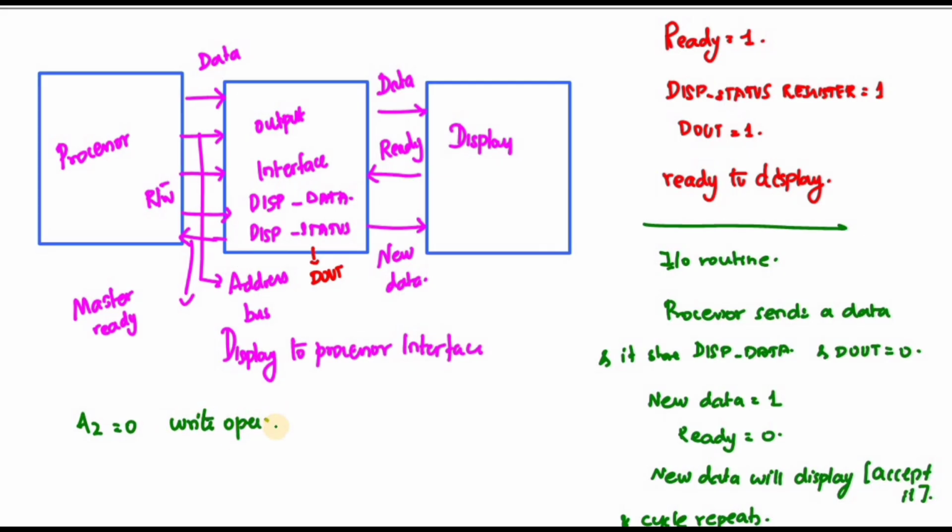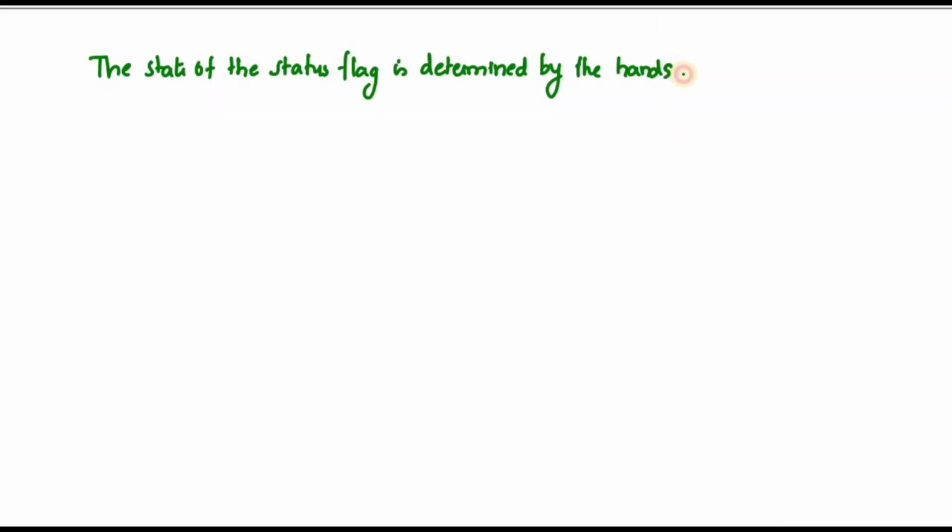So here the A2 equal to 0 means it will perform the write operation. The A2 pin goes to 0, so the display will display the data. That is, the processor will write the data into the display data. Whenever A2 is equal to 1, it will perform the read operation, that is, reading the display status. The state of the status flag is determined by the handshake conversion.